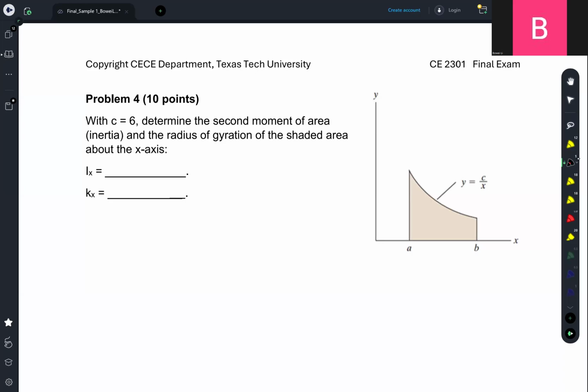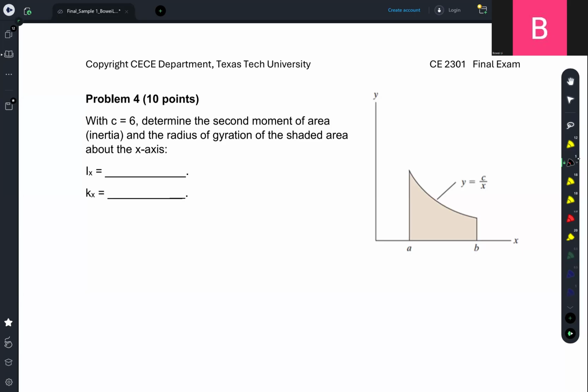Okay, so this problem, the fourth problem of our sample, actually the sample one of our final, is asking us to determine the second moment of area, or the inertia, and the radius of gyration of the shaded area about the x-axis. Again, it is examining our concept of the second moment of area and the radius of gyration.